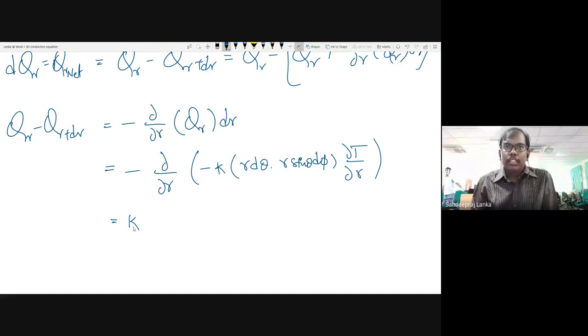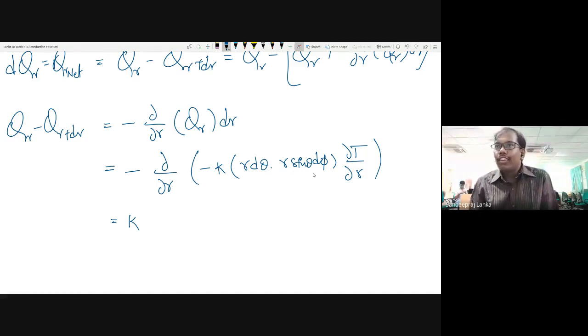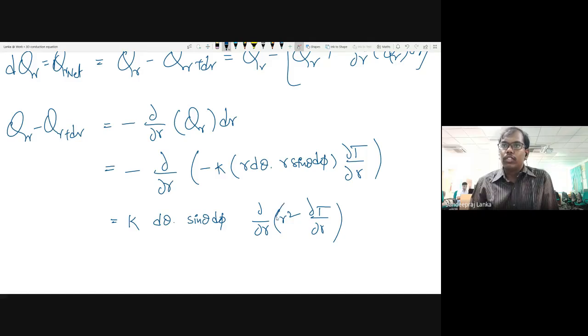So what I want to make this is K into dV into something. I want to take out this d theta, sine theta and d phi outside because they are not variables here. So d theta into sine theta into d phi I can take out. K is taken out, everything is taken out. And then what I have is dou by dou r of r square, since r into r gives r square, into dou T by dou r. So this is what you have here.